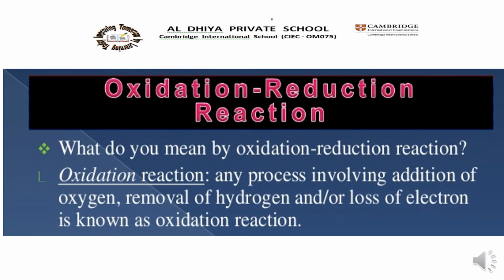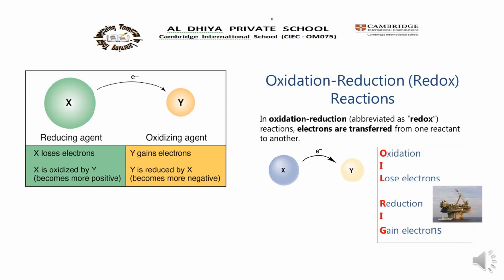Oxidation reduction reaction. In oxidation reaction, any process involving addition of oxygen or removal of hydrogen or loss of electron is known as oxidation reaction. In oxidation reduction reactions, the electrons are transferred from one reactant to another.